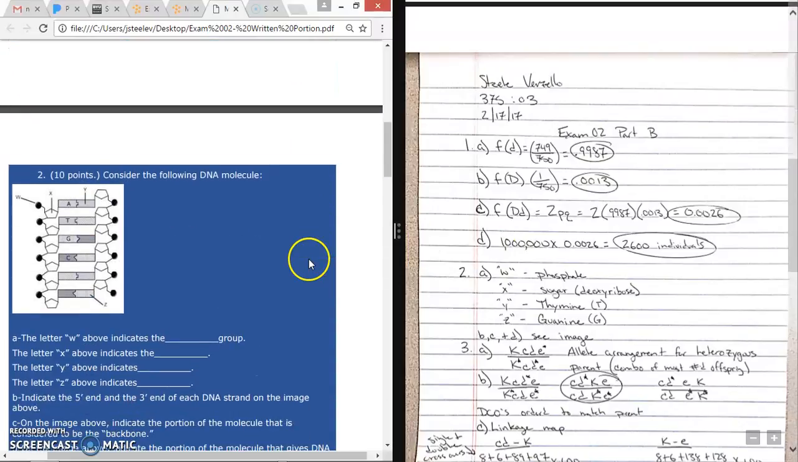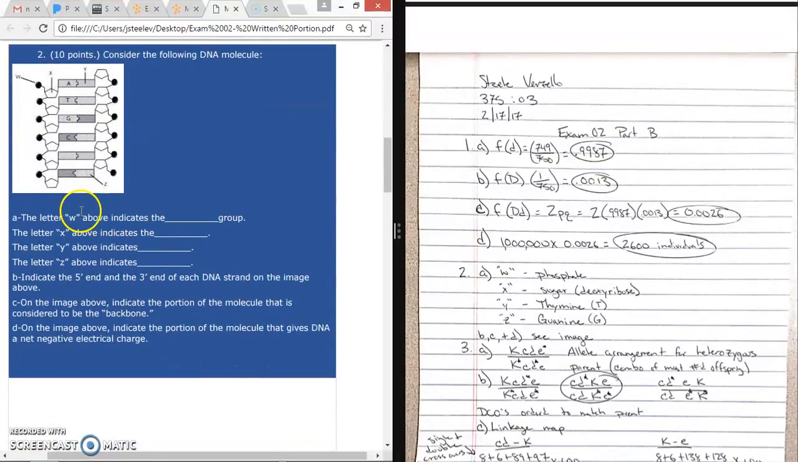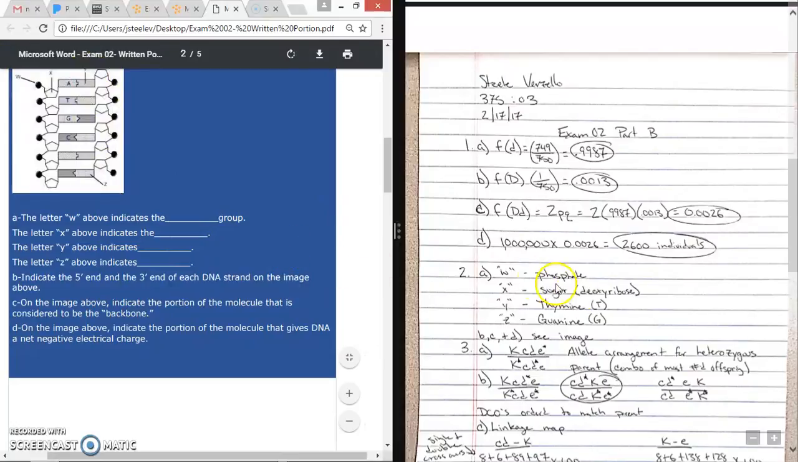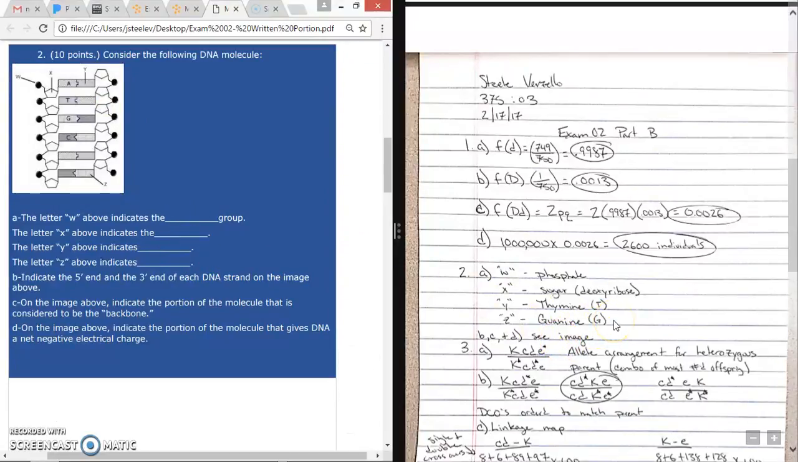Okay, so for 2, 2A, the letter W indicates the phosphate group. Letter X indicates the sugar or the deoxyribose. Letter Y above indicates thymine, if we're talking about the pairs, or it's complementary, so A and T are complementary and G and C are complementary. So I'm assuming that on this one the Y is T and the Z is guanine or G.